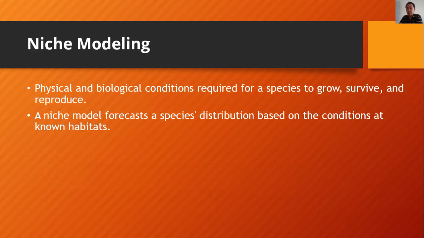Next is niche modeling. These are the physical and biological conditions required for a species to grow, survive, and reproduce. The moment these requirements are met, the growth, survival, and reproduction of a species will flourish. The niche model forecasts a species distribution based on the conditions at a known habitat.